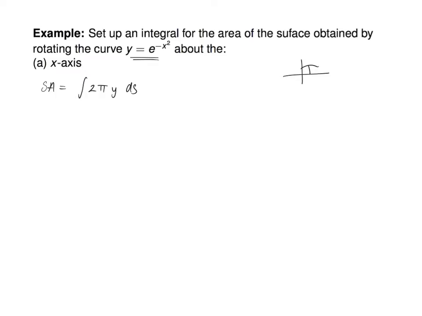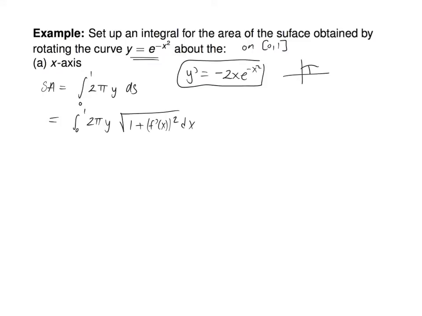You see what I'm saying? Okay. Did I not give you an interval? On 0 to 1. Oops, shouldn't put those yet, but anyhow. Okay, so the integral from 0 to 1 of 2 pi y root 1 plus f prime of x squared. I think we already did y prime for this one, didn't we? On the previous problem: negative 2x e to the negative x squared. That was the same one from the Simpson's rule problem, right?